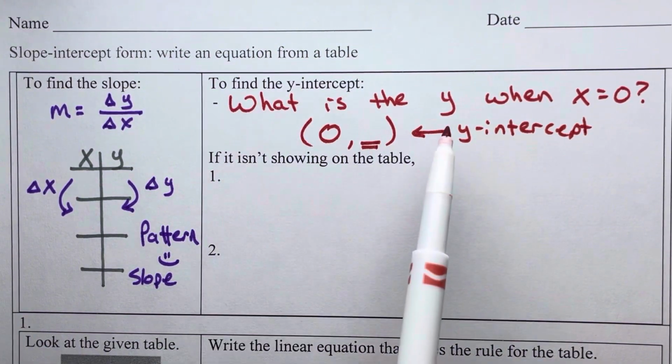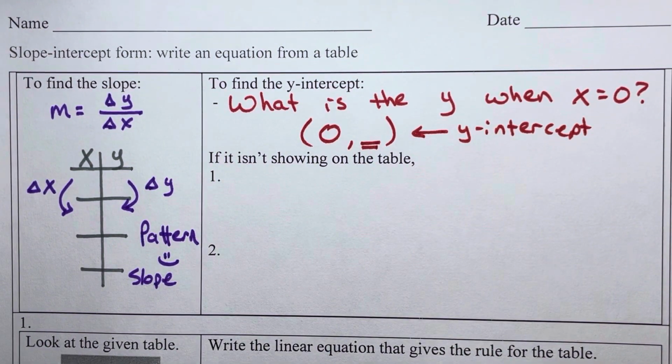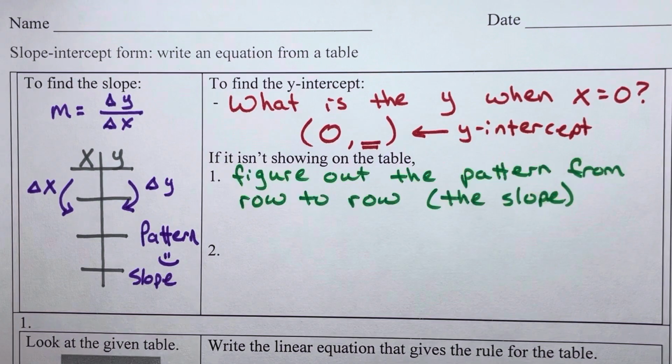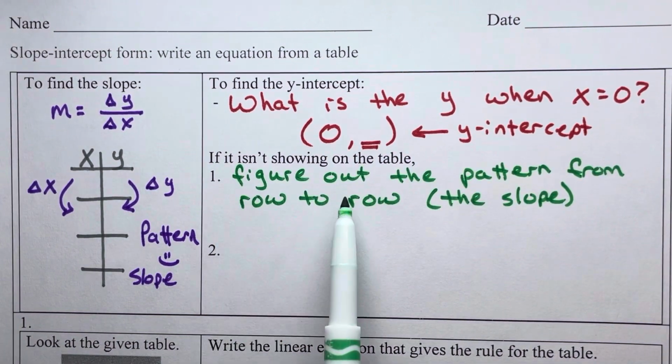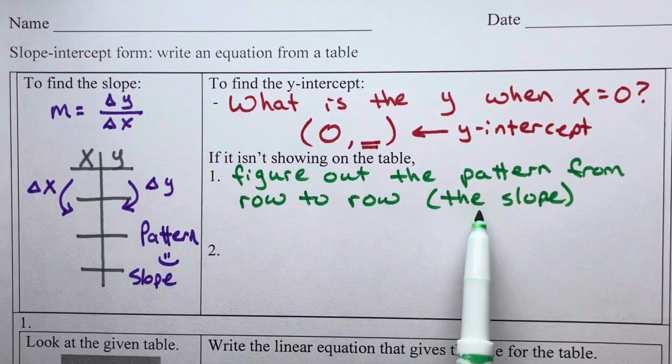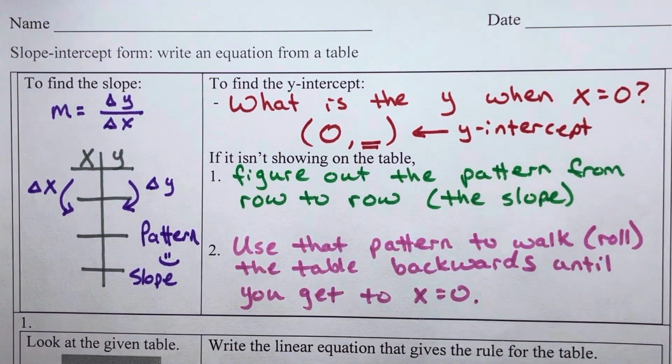Sometimes your table is going to show you this directly, and sometimes it's not. So what happens if it isn't showing on the table? Well, after you figure out what the pattern is from row to row, after you determine the slope, you're going to use that pattern to walk or roll the table backwards until you get to x equaling 0. This will tell you what your y-intercept is.